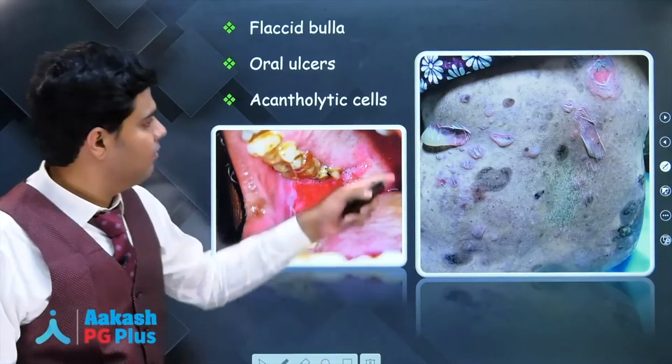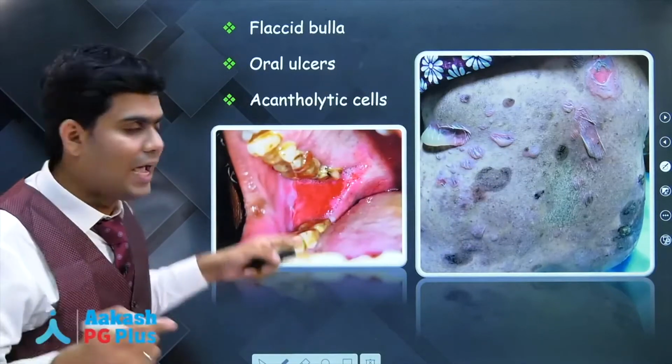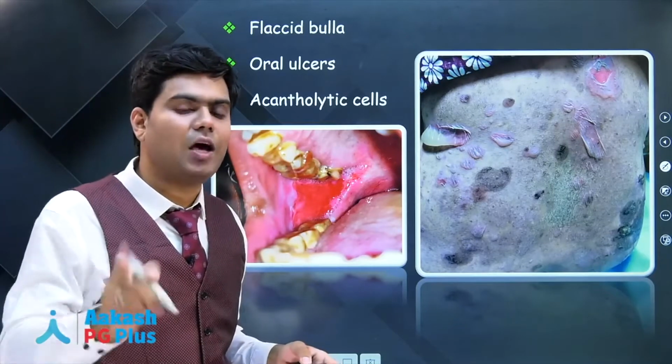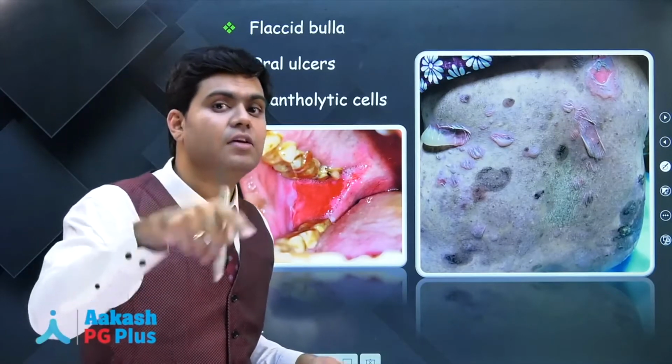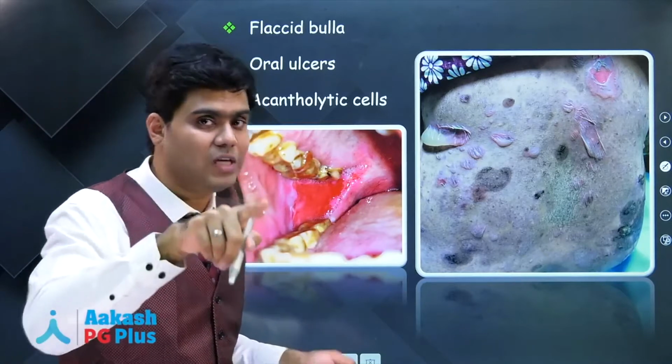Flaccid bulla, erosions. You see oral ulcers and you see acantholytic cell. Now you know the diagnosis. It is pemphigus. Which type of pemphigus? Vulgaris or foliaceous? Foliaceous? No, it's vulgaris.